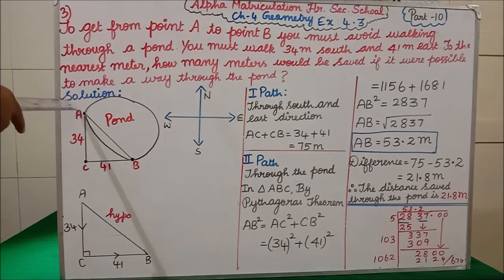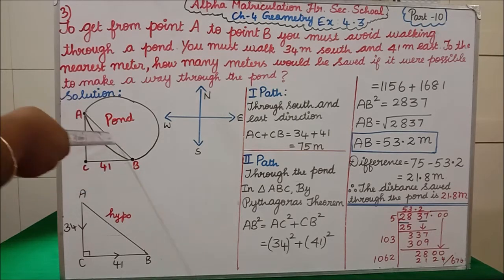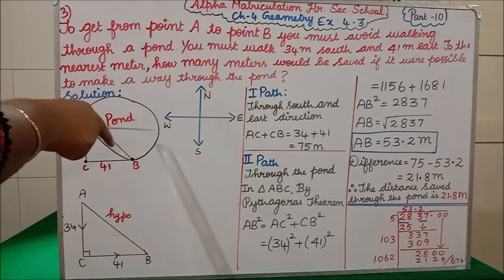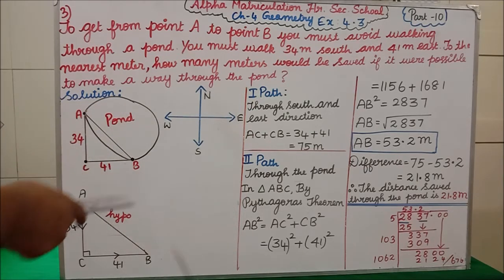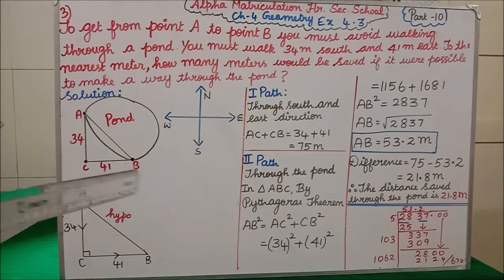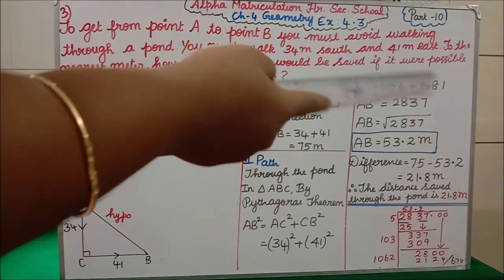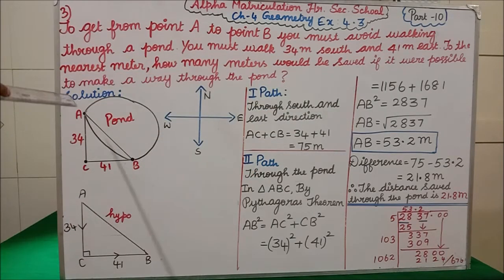If the man goes through the pond, he can save how many meters? 21.8 meters. If he goes from AC to CB, he has to travel 21.8 meters extra when compared to this path. Are all of you able to understand this problem? This problem is like the second problem.